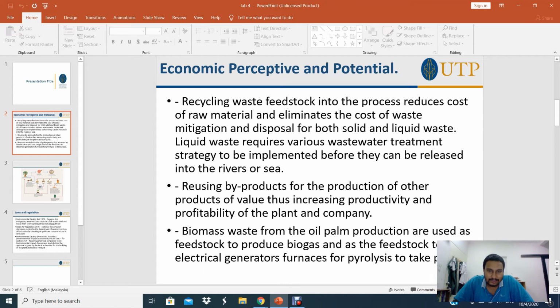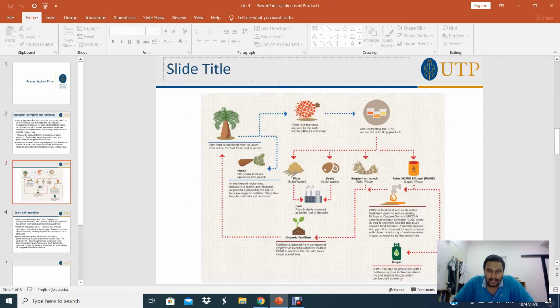Using the biomass waste for the production of electricity and biogas for energy production, which will be used by the process itself. And this is the zero waste concept of the oil palm production process, where at last the POME and EFB are used to produce fertilizer and biogas.